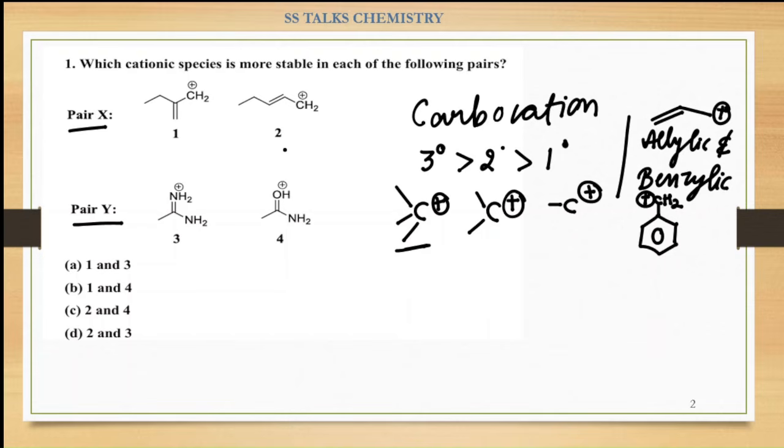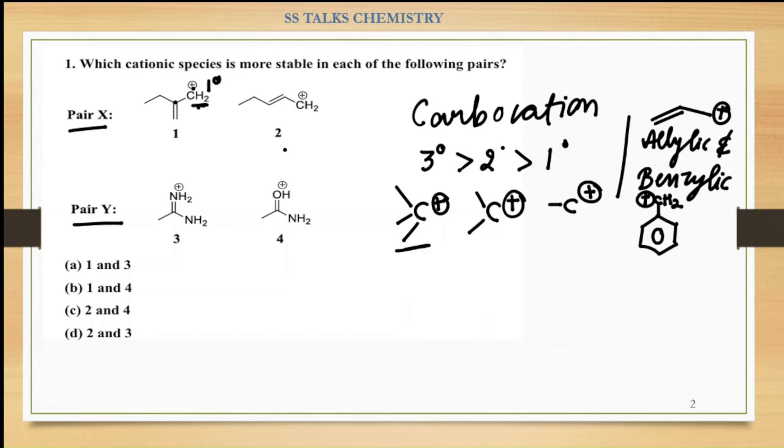So now let us see how the stability of the carbocation varies in these two pairs that have been given to us. For the pair number X, in molecule number 1, the carbon bearing the positive charge is further attached to one more carbon atom, right? So that means it is my primary carbocation.